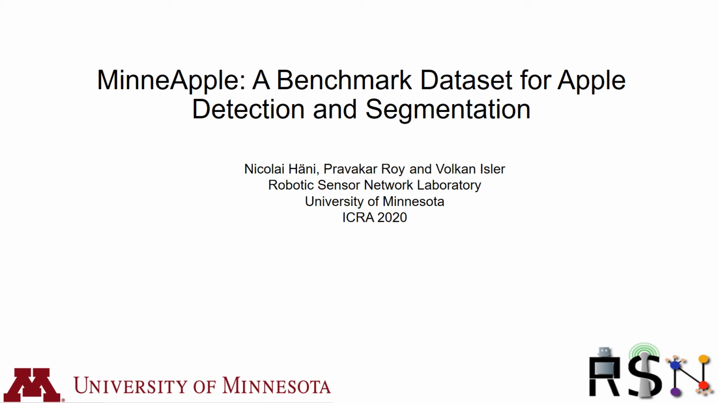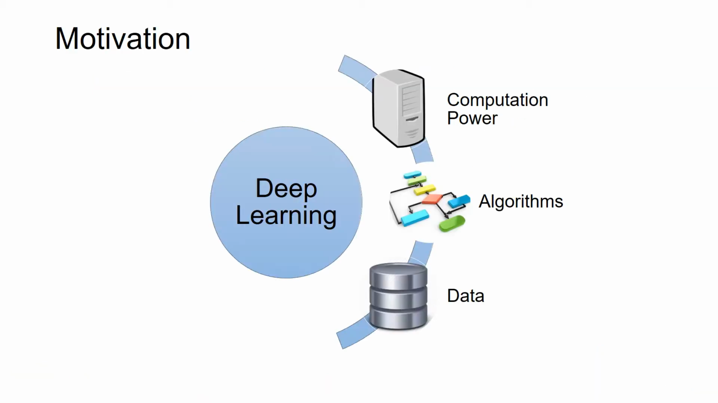Welcome to the presentation of our work titled MinneApple, a benchmark dataset for apple detection and segmentation. In recent years, deep learning has led to advances in computer vision and robotic perception problems. This deep learning revolution is fueled mainly by improvements to its three central pillars: the improvement in and reduction of cost of high-performance computation devices, the availability of better algorithms, and the collection and labeling of large amounts of data. In this work, we focus on the data aspect.